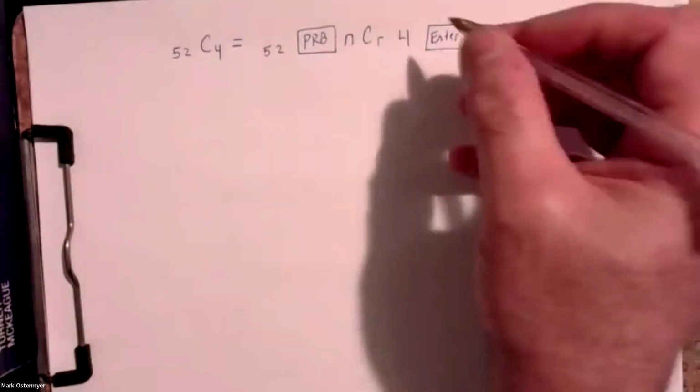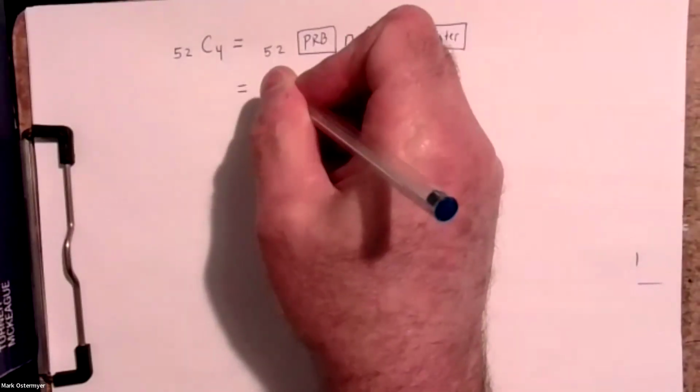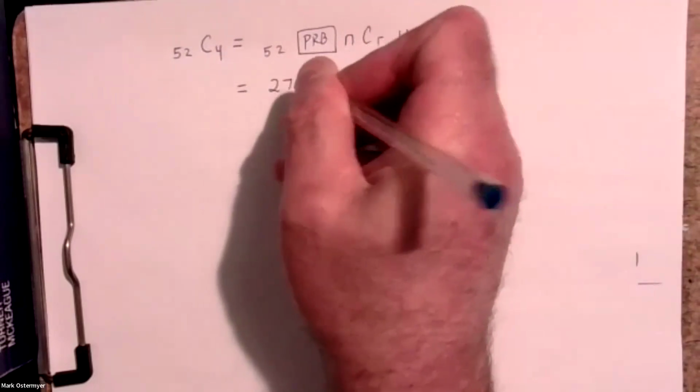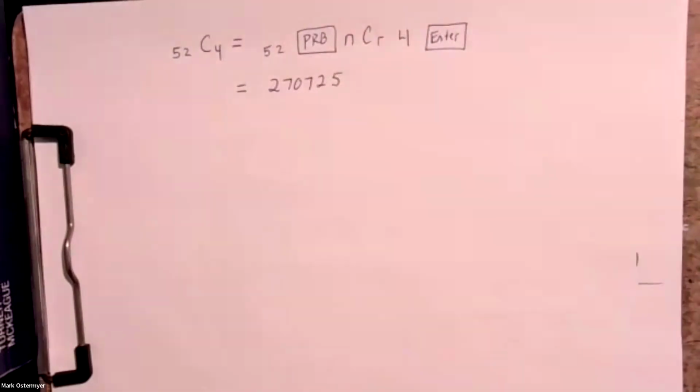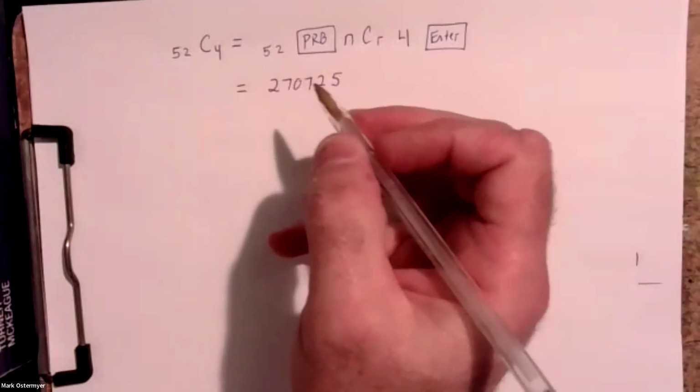Well, there's quite a few ways. This is going to be equal to 270,725 different ways. Now, how many ways in general can we select?